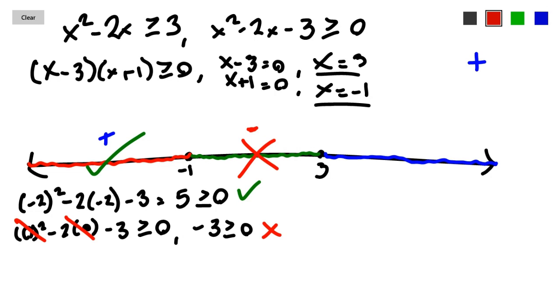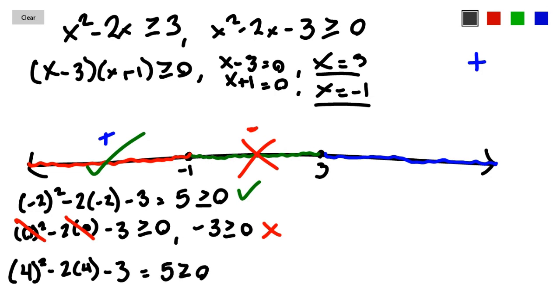And then for the last one, I'm going to test an easy value. Let's do 4. So I've got 4 squared minus 2 times 4 minus 3. And this is going to give me a 5, which we know from the first thing that we tested is greater than or equal to 0. So we're going to get positive values for this interval, which we're looking for. So it checks out also. So we know that the two end intervals on this number line are valid solutions for x.